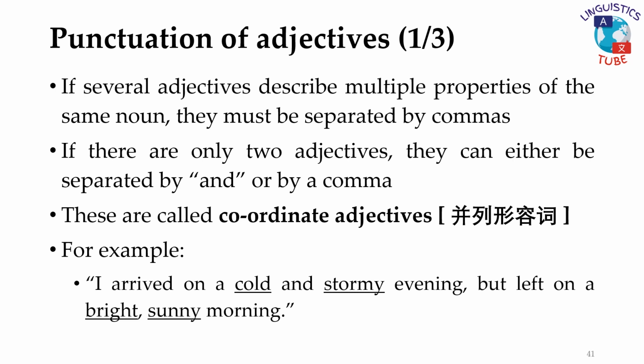Here is an example. I arrived on a cold and stormy evening, but left on a bright, sunny morning. In the first clause, the 2 adjectives modify evening, and in the second clause, they modify morning. Because there are 2 adjectives in both clauses, they can either be separated by and, like in the first clause, or a comma, like in the second clause.